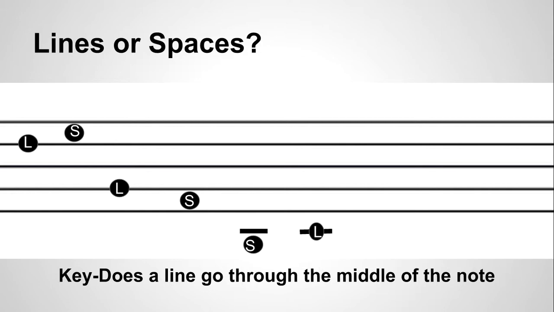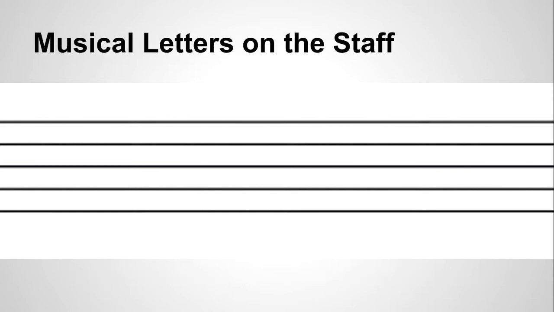Let's look above the staff using ledger lines. Is there a line going through the middle of this note? Yes, there is. Therefore, it's a line. That note is on a line. Is there a line going through the middle of this note? No, there isn't. Therefore, it's on a space.